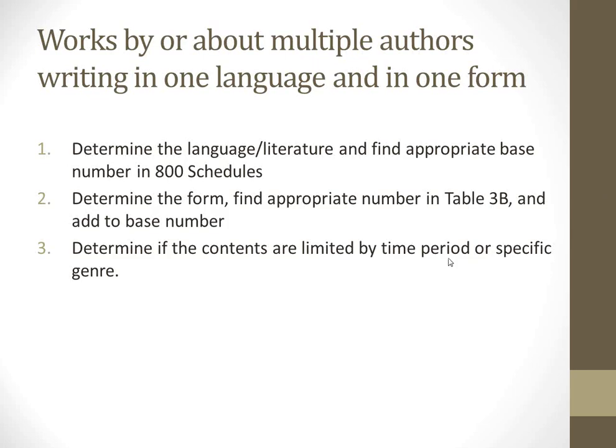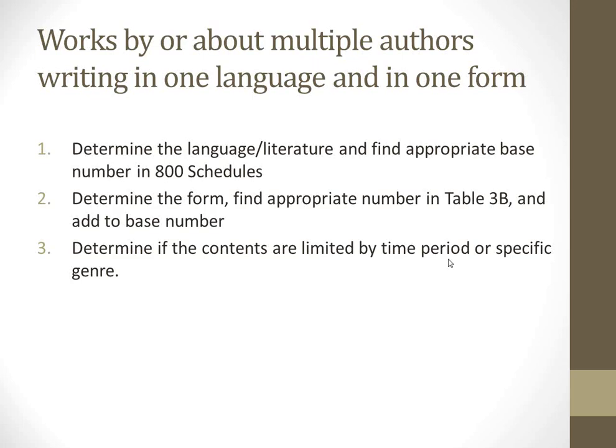Okay, with multiple authors, remember you're supposed to use Table 3 instead of Table 3A. Again, most of these numbers are built for you already in the schedules. So determine whatever language you're working with. Determine the form, find the appropriate number in Table 3B, and add it to the base number. We're not going to go into detail about subdividing by time periods or specific genres, but remember those numbers do exist in Full Dewey.